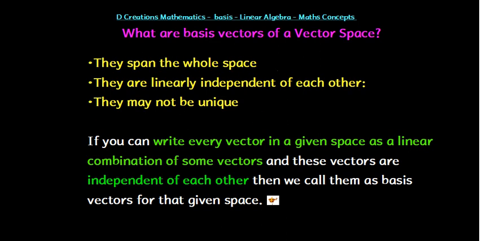So if I want to combine these three key properties, I can say that if we are able to write every vector in a given vector space as a linear combination of some vectors which are independent of each other, we can call them basis vectors for that given space.